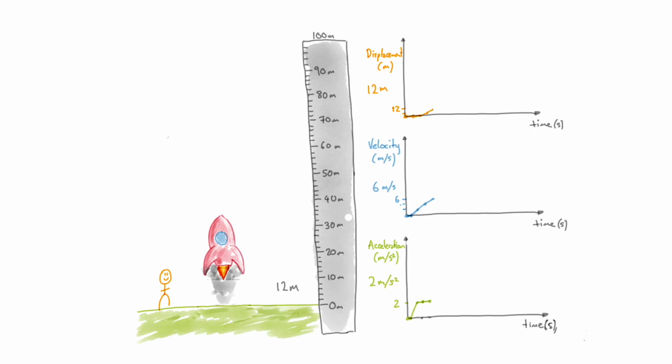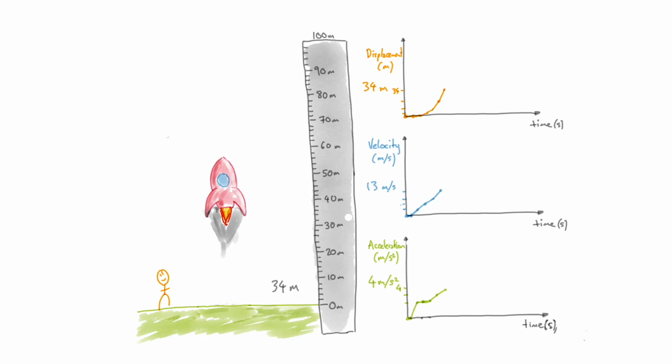Okay, now here we go from 12 to 21, so we've got 9 meters per second, and that's gone from 6 to 9, so that's 3 meters per second squared. We're kind of getting higher and higher velocity, so we're going faster and faster, and the displacement's rapidly climbing from 34 to 50. Okay, now this is kind of the peak of the acceleration.